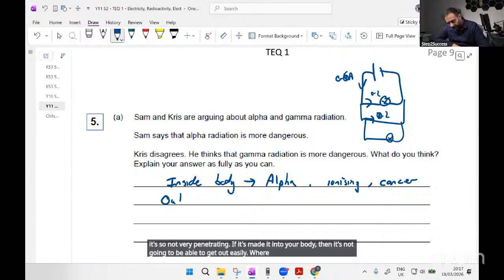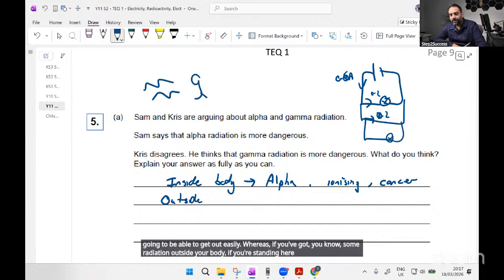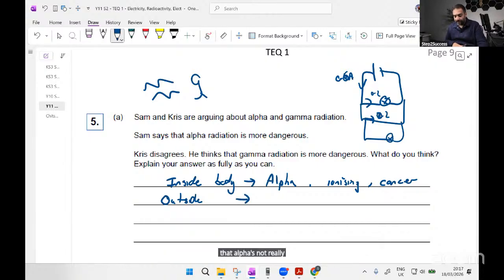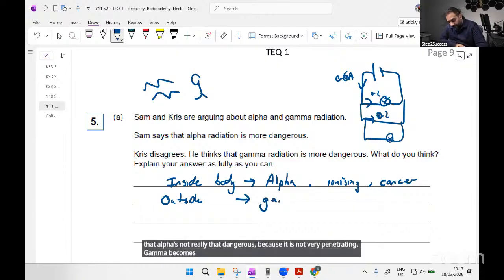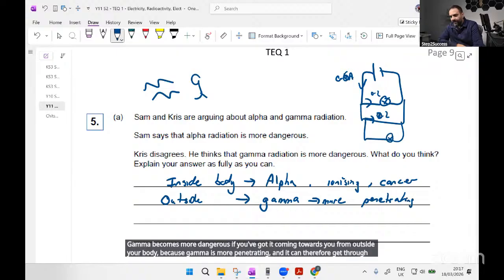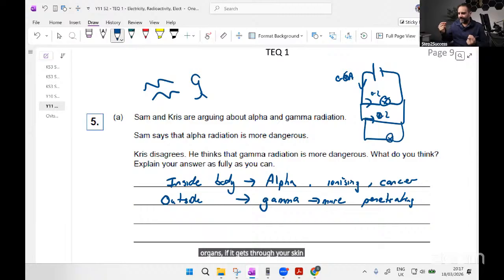Whereas if you've got some radiation outside your body, if you're standing here and there's radiation coming towards you, then alpha is not really that dangerous because it is not very penetrating. Gamma becomes more dangerous if you've got it coming towards you from outside your body because gamma is more penetrating and it can therefore get through your skin and reach your cells and organs. So understanding that there's no simple answer to that question, hence this question. How would you explain that to get the marks?